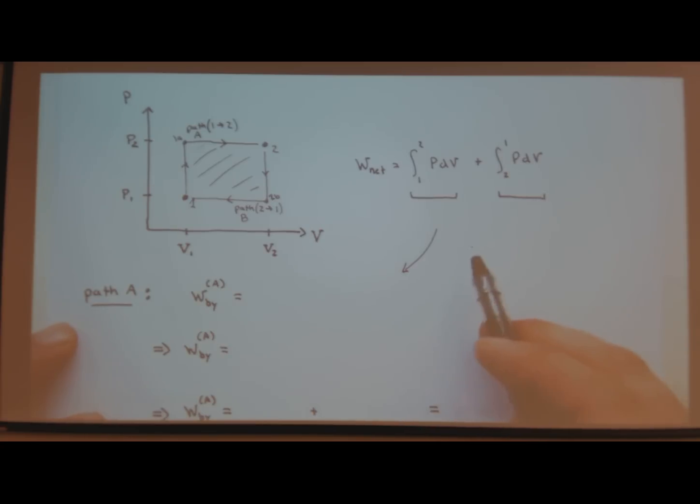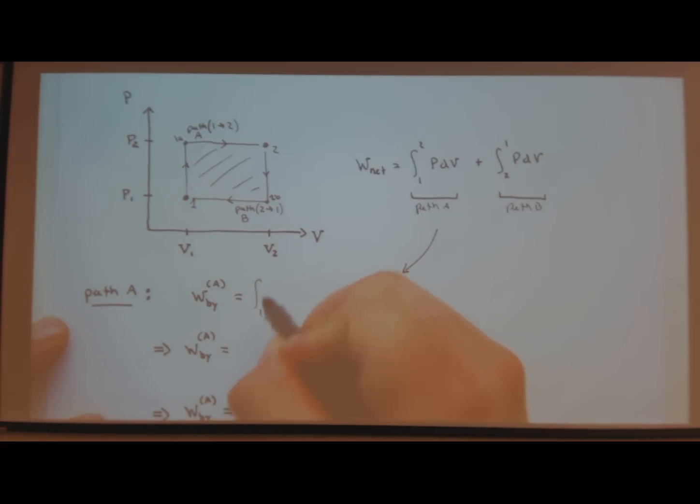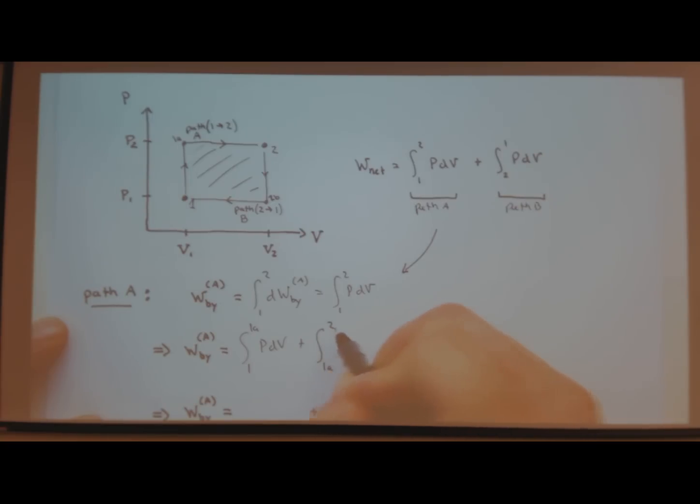So I just wrote it again, called path A, path B. Work by for path A is the integral from 1 to 2 of dW by, with a subscript A, which equals the integral of P dV. Here I have the same type of thing: the integral from 1 to 1a of P dV plus the integral from 1a to 2 of P dV.